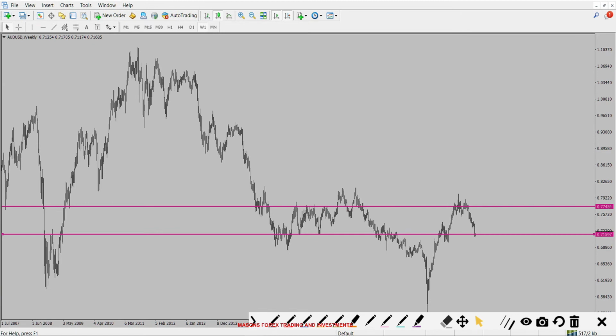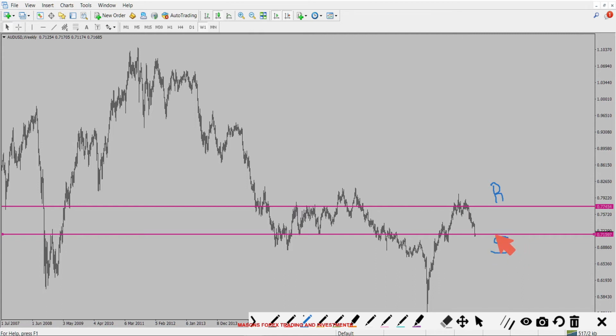This is Australian Dollar USD and it's the weekly chart. If you look at the levels of 0.77457 and 0.71597, you can see this level forms a resistance level, and this level would act as a support level.